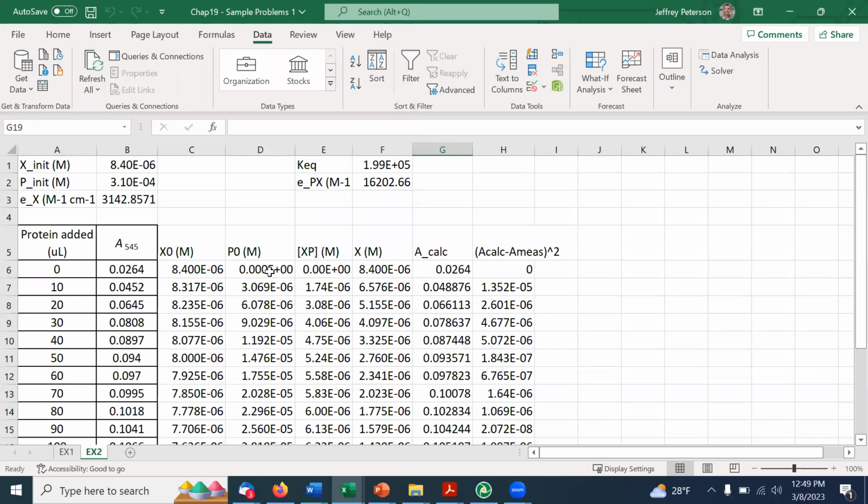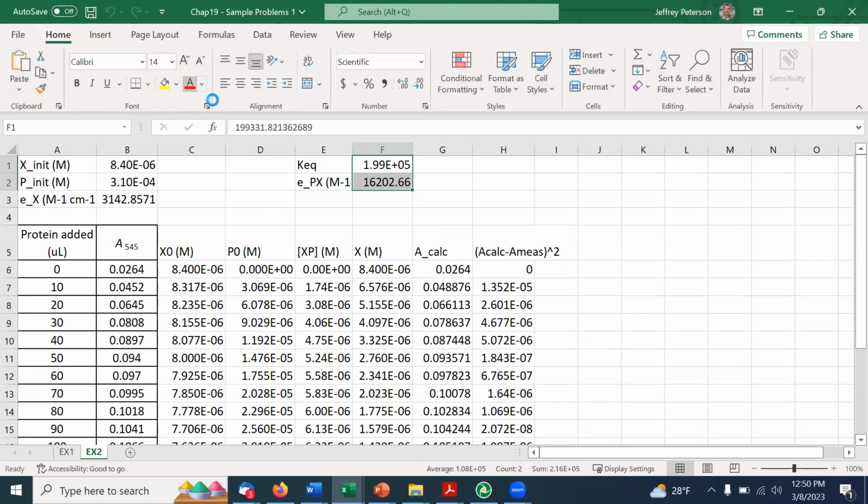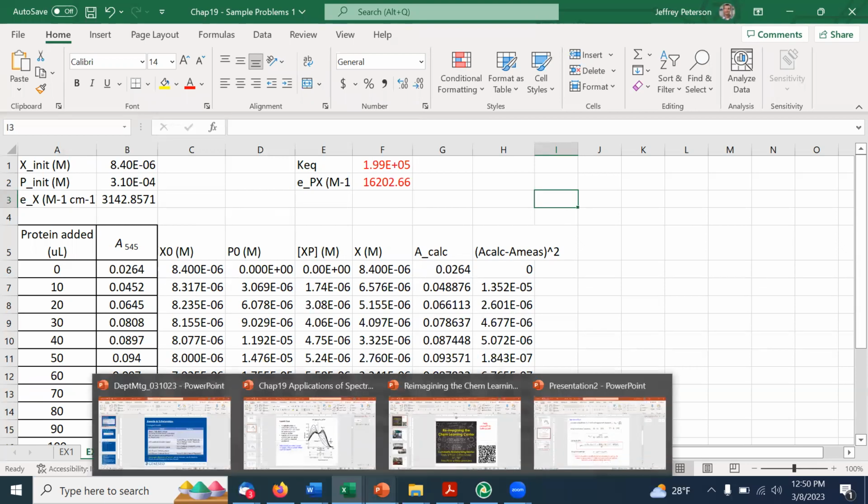1.99 times 10 to the 5th, and whatever this number is, something 16,000. These are my optimized equilibrium constant and extinction coefficient of the unknown. Those are exactly the values I was looking for in the statement of the problem.